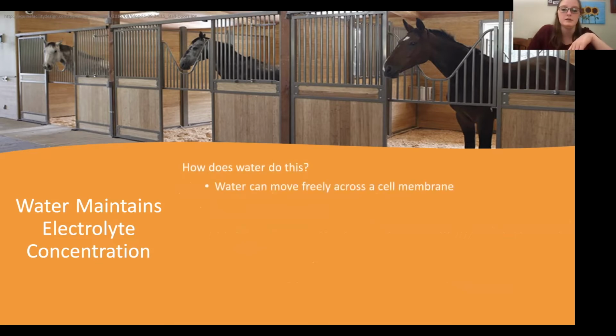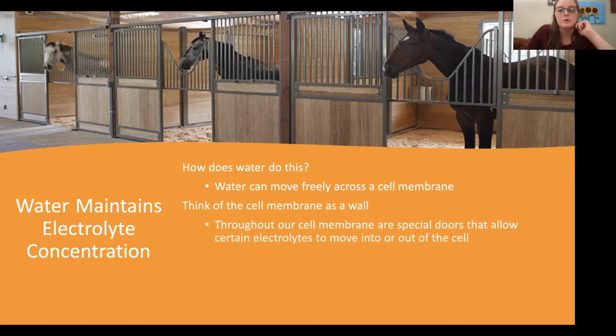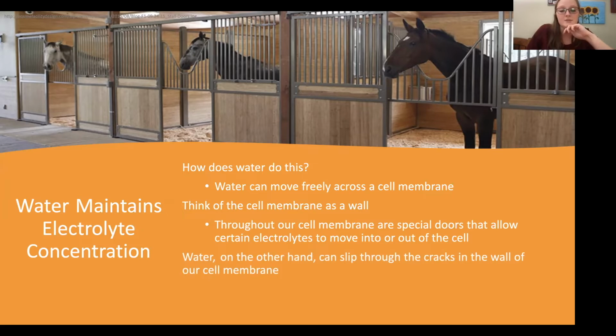How does water do this? Water is able to move freely across the cell membrane, typically by something we call an aquaporin. You can think of the cell membrane as a wall. Throughout our cell membrane are special doors, for example, channels or aquaporins that allow certain electrolytes to move into or out of the cell. Water, on the other hand, could slip through cracks of our cell membrane. It doesn't always need a specific door like the electrolytes might need.